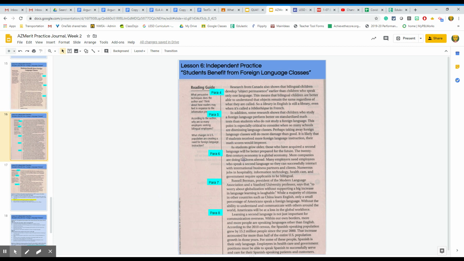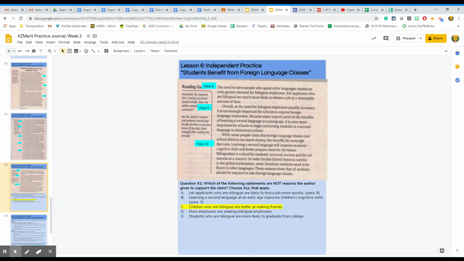Your evidence is going to be here in paragraph 6. Right here, it says many employers need employees who speak a second language so they can successfully interact with international business partners and clients. Okay, so there we go. Lots of employers, people who hire workers, need workers who can speak a second language. So there you go. That's proof in paragraph 6. The author uses this reason as proof. Many employers are seeking bilingual employees.